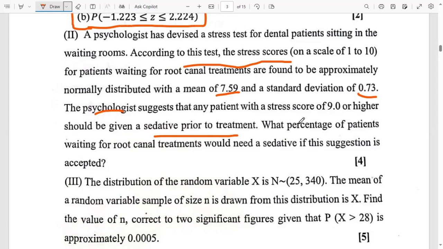Okay, what percentage is it here? They're saying what is the probability? What percentage of the patients waiting for the root canal treatment will need a sedative if this suggestion is accepted? So we are dealing with a normal distribution here. So let's get what we have.